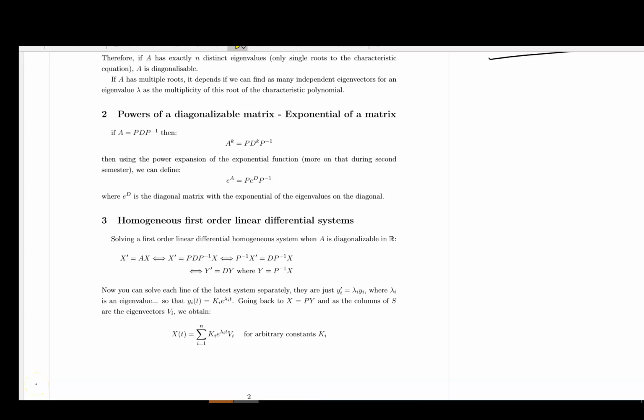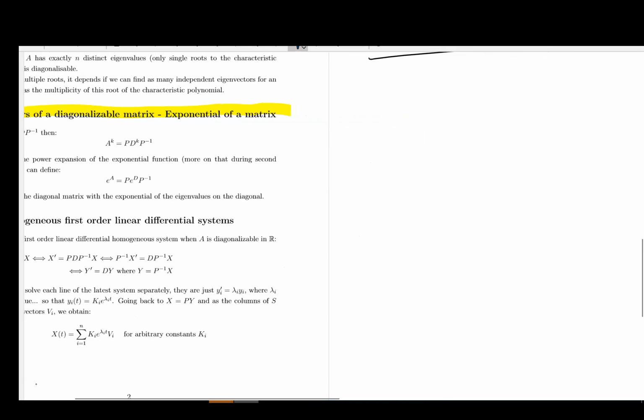Okay, now let's do two applications of this diagonalization: powers of a matrix and the exponential. Let's begin with the power of a matrix. If you want to square your matrix, you just multiply A by itself. Now assume that A is diagonalizable. It's just going to be P D P minus 1 times P D P minus 1. See what's happening? This is just going to create the identity, and then you get D squared. So you get P D squared P minus 1.